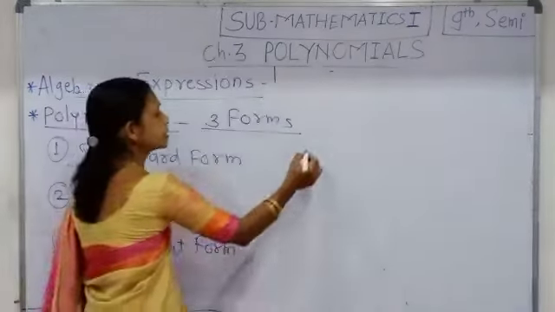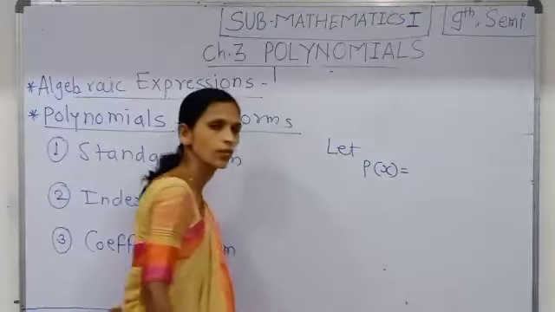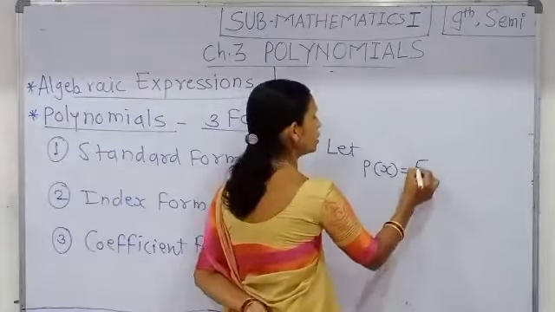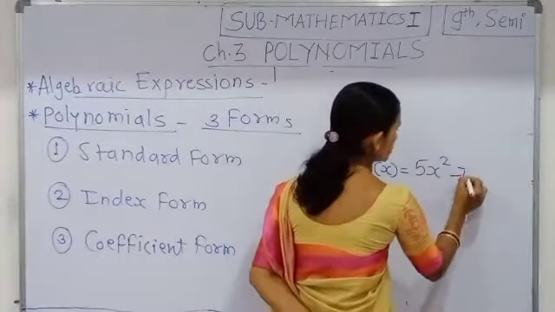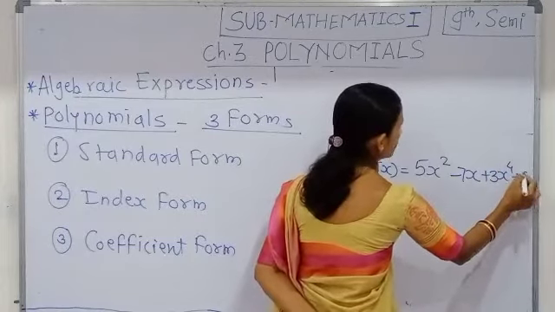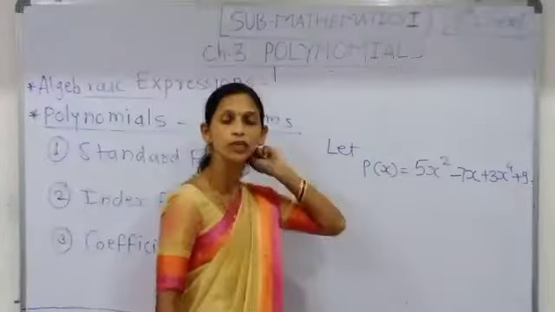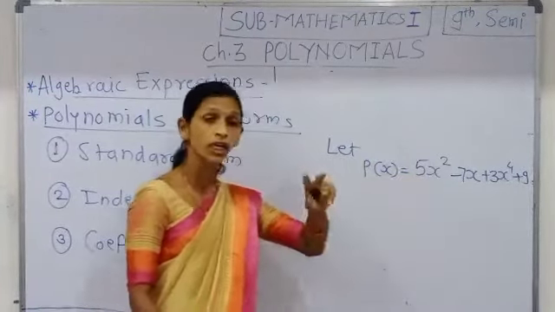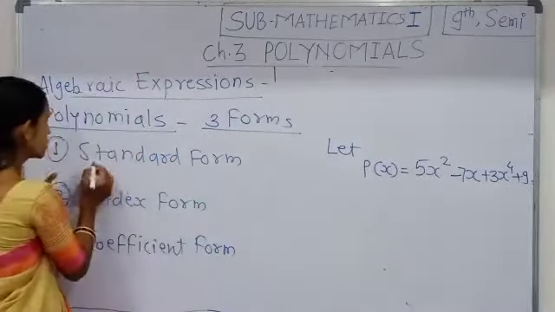Let us consider one polynomial in the variable x. For example, here is a polynomial: 5x square minus 7x plus 3x raised to 4 plus 9. That is the polynomial which is given here. Then we can write this polynomial in three different forms. See here, first, the standard form.